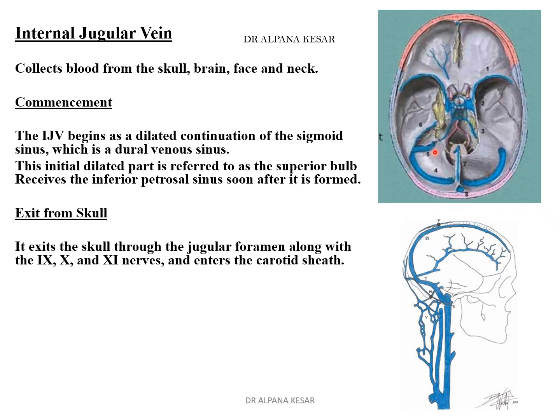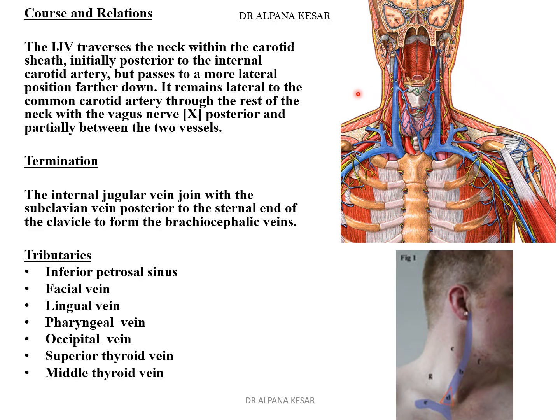The internal jugular vein or sigmoid sinus exit the cranial cavity by passing through jugular foramen. It passes through jugular foramen along with the 9th, 10th, and 11th cranial nerve to enter the neck, where it traverses in the carotid sheath. This is the internal jugular vein. This is the internal carotid artery, and this is the common carotid artery.